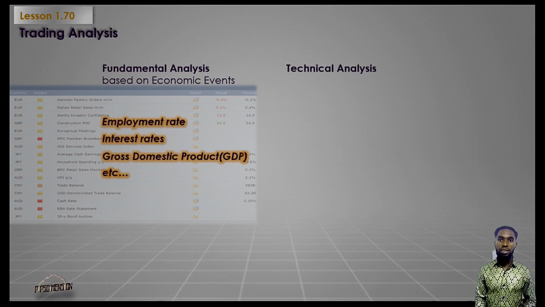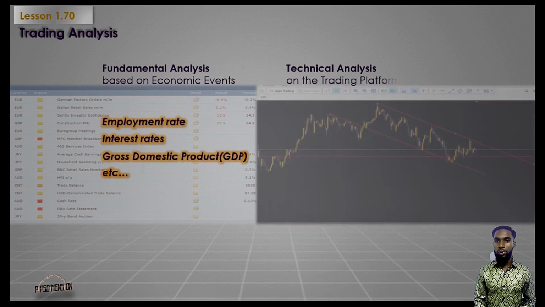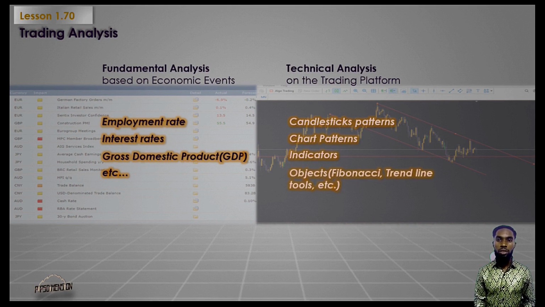Technical analysis is done on the chart of a currency pair on a trading platform. A trading platform provides several tools like the candlestick patterns, the chart patterns, the indicators, and objects such as the Fibonacci, trend lines, and others, and they are all used to predict the direction of the next price move.